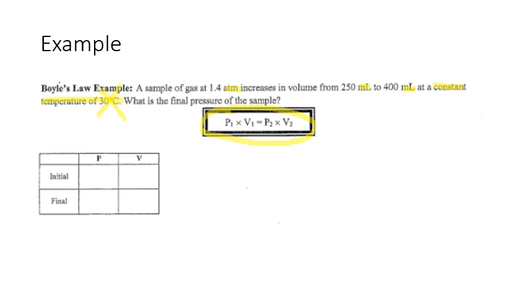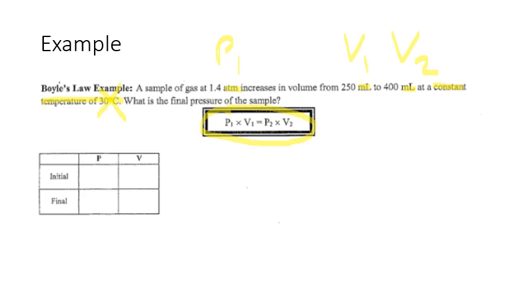Take a look. It says a sample of gas at 1.4 atmospheres increases. Well, atmospheres are a pressure, so in this case we would call this P1, the initial pressure. It increases in volume. So here's a volume and here's a volume. Which one happened first? Well, it says from 250 to 400. So 250 would be my first volume, and 400 would be my second volume.